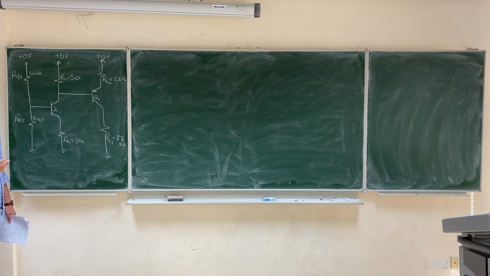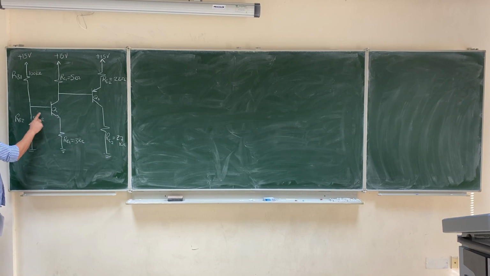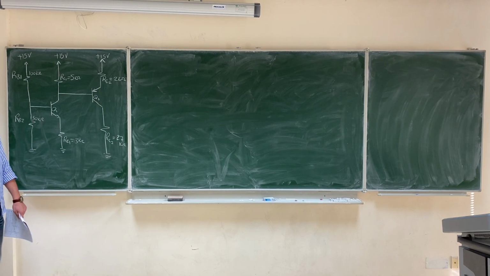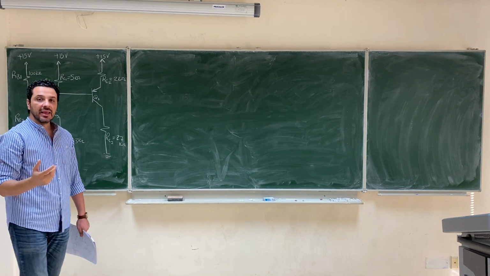There are many biasing techniques. One of them is to connect the base to a voltage divider like this. However, if we try to analyze the base emitter loop of this transistor under this voltage divider, the analysis will not be easy.